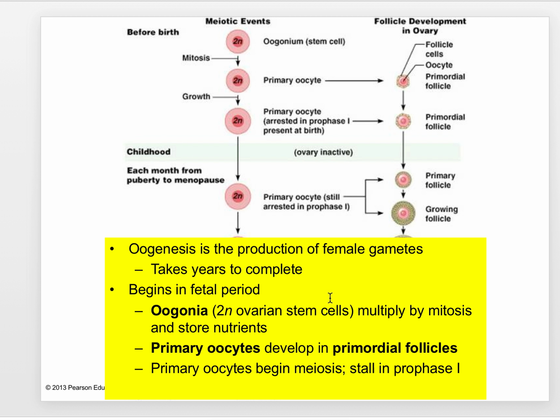Oogonia, the 2N ovarian stem cells, multiply by mitosis and store nutrients. Primary oocytes develop in primordial follicles. A primary oocyte is in a primordial follicle. Primary oocytes begin meiosis and they stall in prophase 1. That's just one of the stages of meiosis. It stalls there.